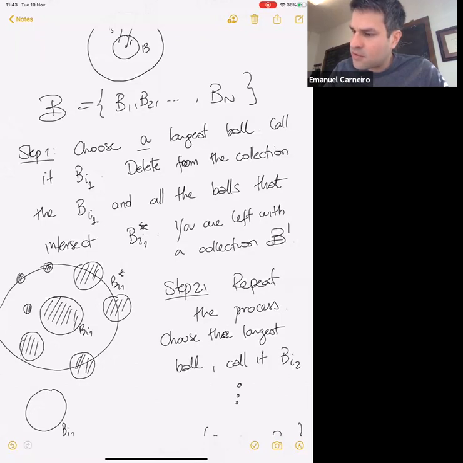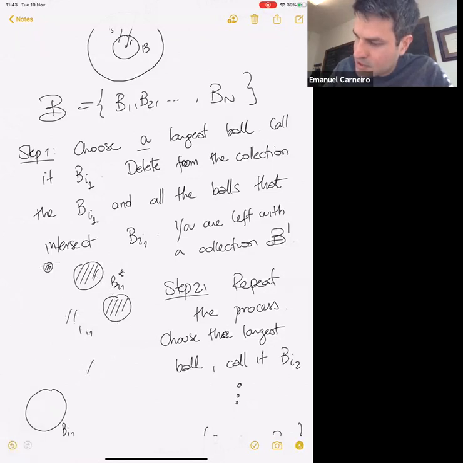Choose the largest ball, call it BI1. Delete from the collection the ball BI1 and now the balls that intersect. Aha. So okay, I made a mistake here. I will remove all the balls that intersect BI1, not BI1 star, okay? So my picture is not going to be like this. I want to do it again.